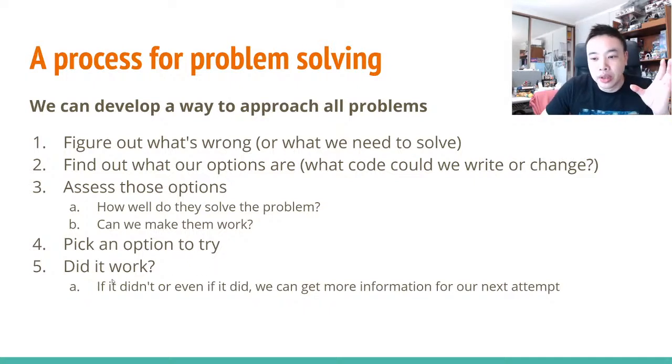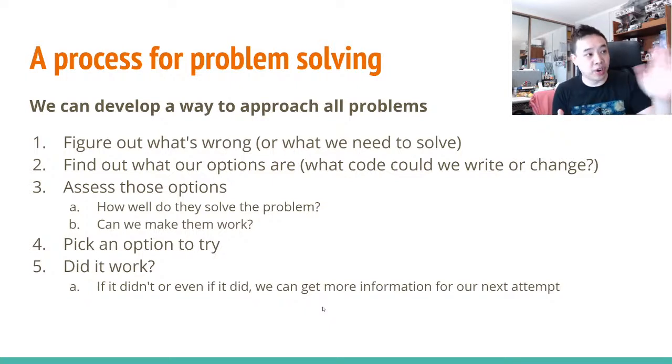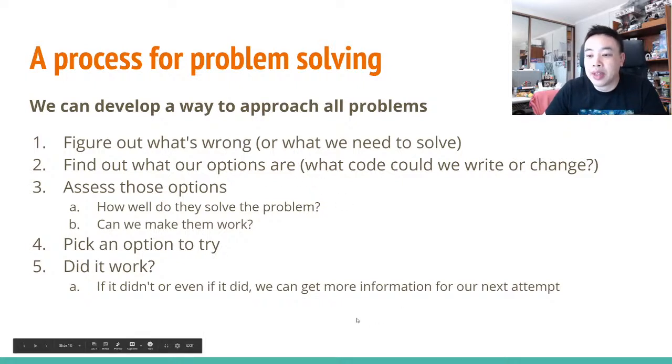So if something does work, if something doesn't work, either way, we're going to get some more information. If it didn't work, that's fine. We've got some information. We explored an avenue, and maybe the only information we got is, don't try that. That doesn't solve the problem. We go back here and we look at our other options. We try something else.